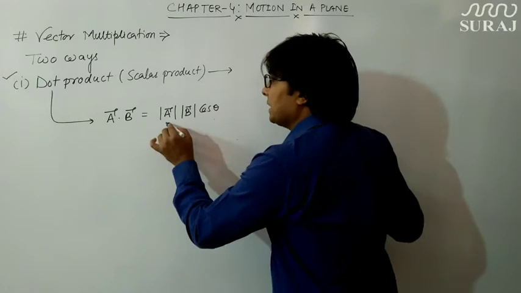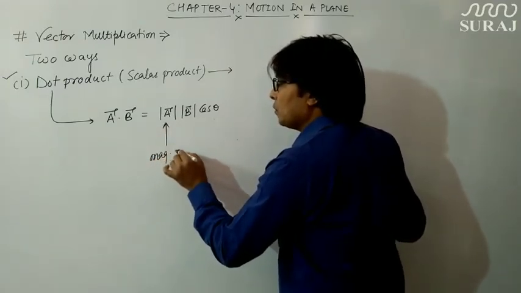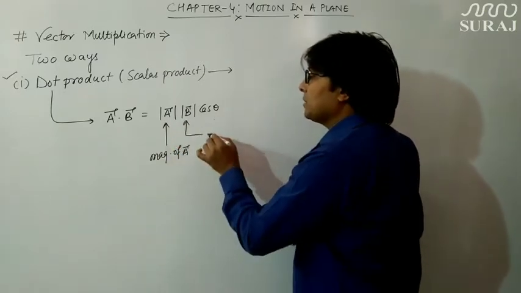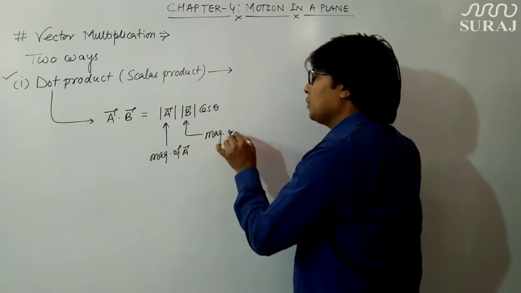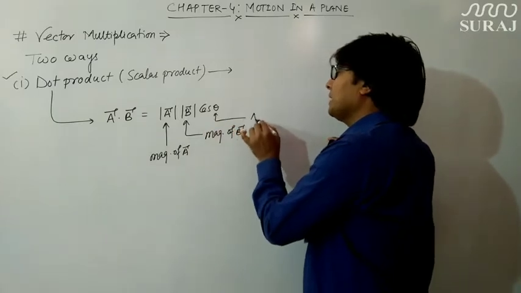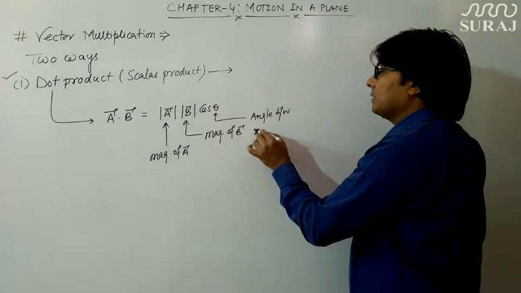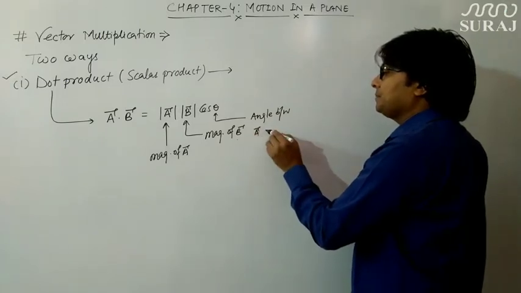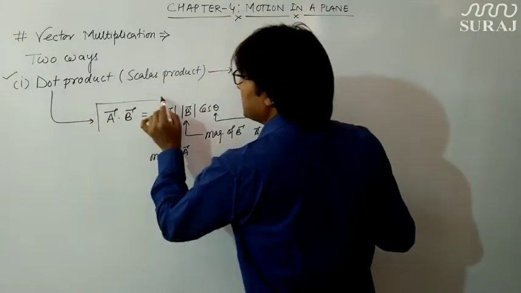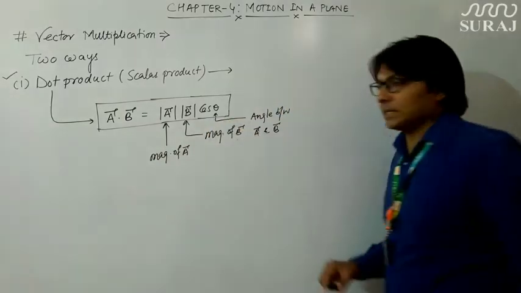What is mod of a vector? It is the magnitude of a vector. What is mod of b vector? It is the magnitude of b vector. And what is theta? It is the angle between a vector and b vector. Using this formula we can easily calculate the dot product of the two given vectors.